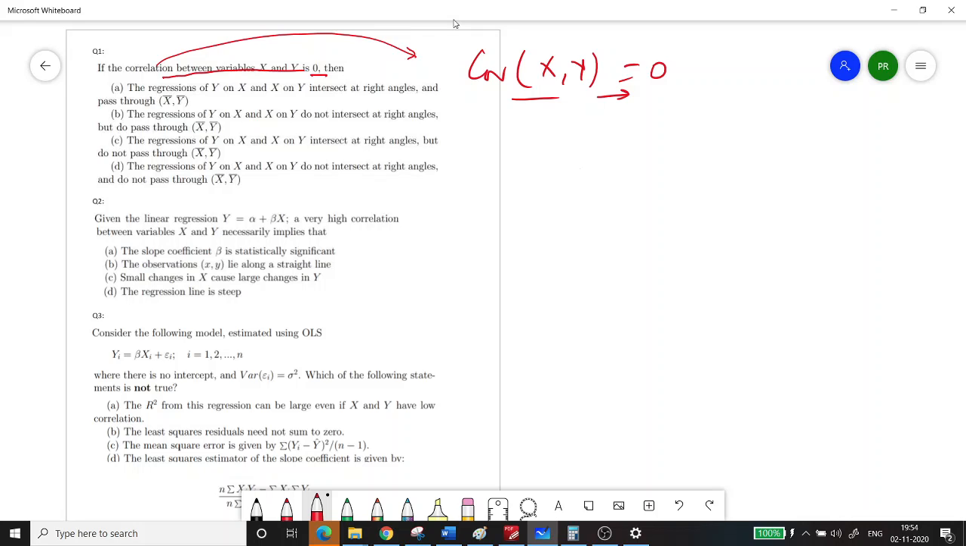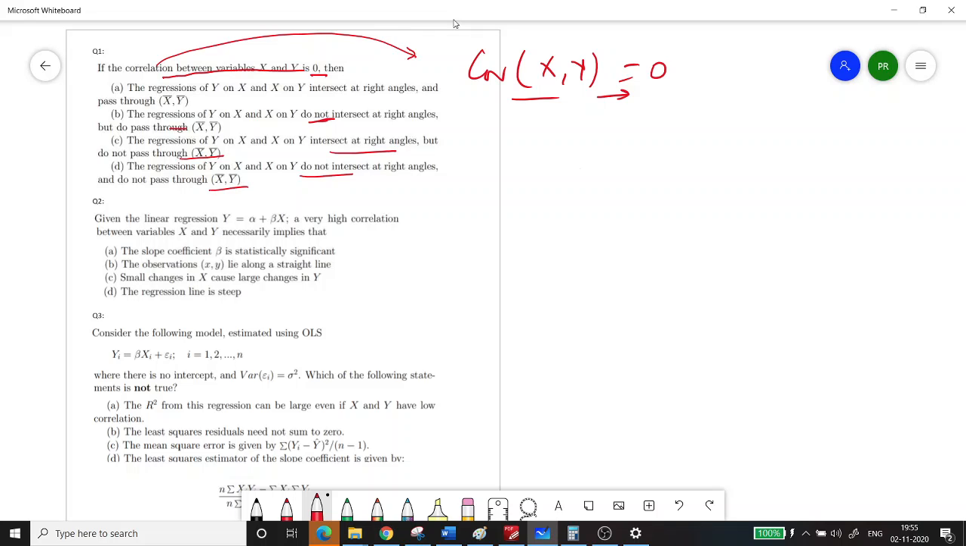Okay, and so the options are: the regression of y on x and x on y intersect at right angles and pass through the mean value x bar and y bar. The regression of y on x and x on y do not intersect at right angle but do pass through. And third option is they intersect at right angles but do not pass through. And fourth option is they do not intersect and do not pass through.